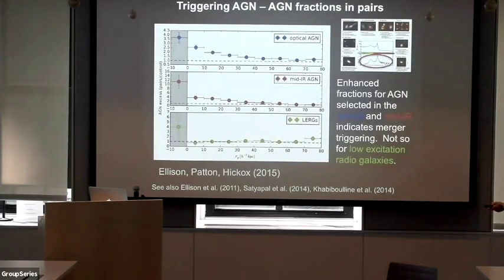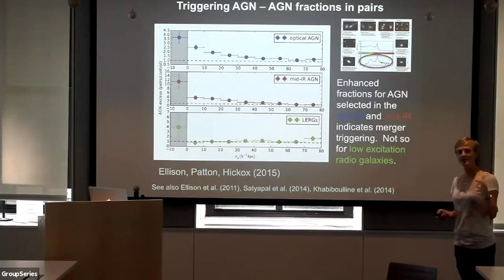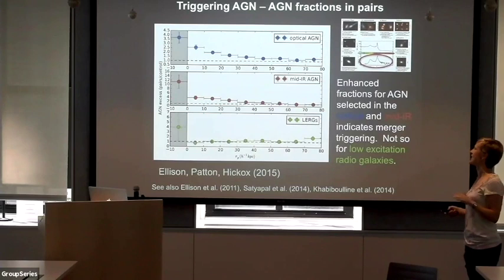Okay, next up is whether or not we trigger an AGN. So for the aficionados in the room, you'll know that this is actually a very controversial point, whether or not mergers trigger AGN. I'm going to try and convince you that they are a plausible mechanism, which is not to say that they are the only plausible mechanism, but I'm going to try to convince you that at low redshift, mergers can definitely be a way of triggering AGN.